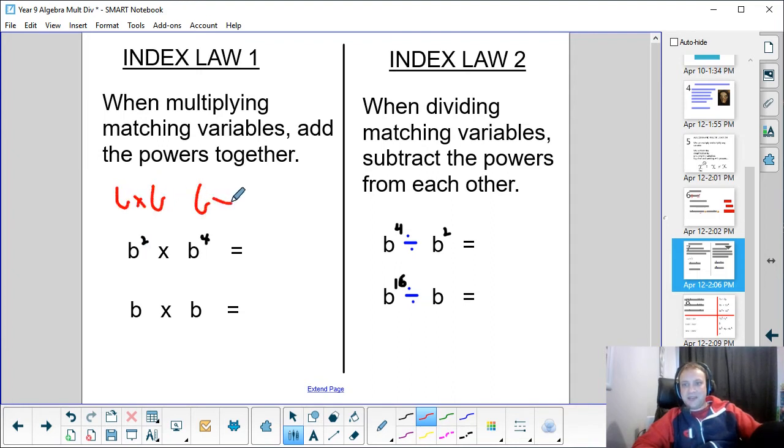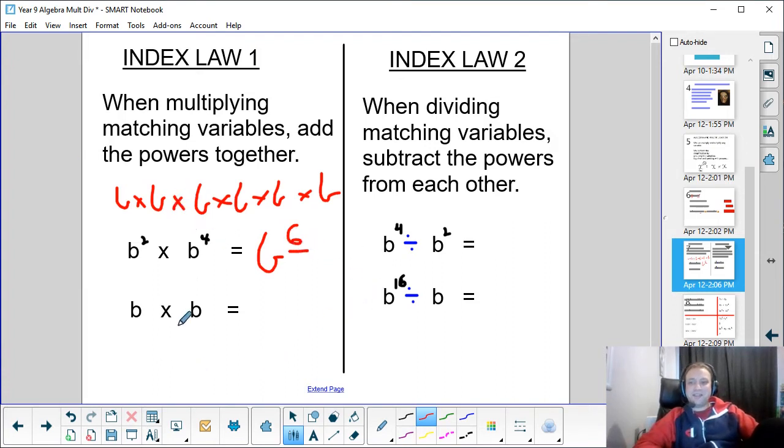B to the 4 means B times B times B times B. So we can write a new power on our B. We can combine them and simplify them by putting a 6 there, right? 2 of them and 4 of them make 6 of them, and they're all being multiplied together. That's what powers are, right?